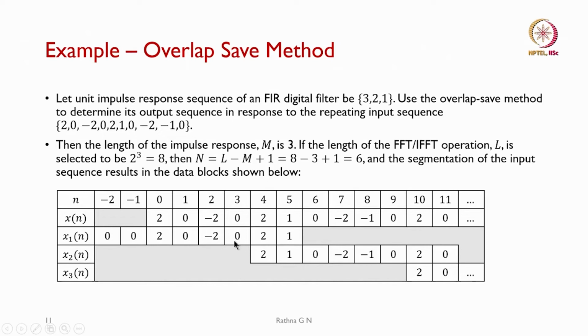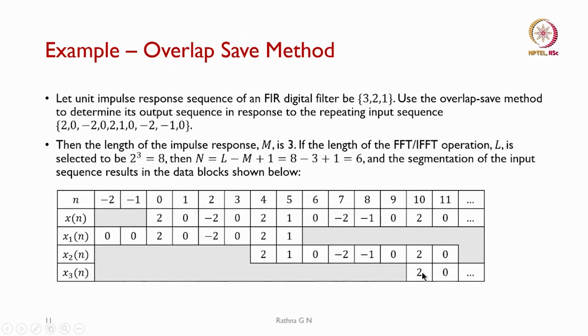Now, what will be our x2 of n? We said m minus 1 previous samples from the x of n we have to take. In this case we have ended x1 of n here. So the previous 2 samples, this 2 and 1, are going to be repeated in our x2 of n, and the rest of the 6 samples are going to be from our x of n here. So, you will be pushing it down.